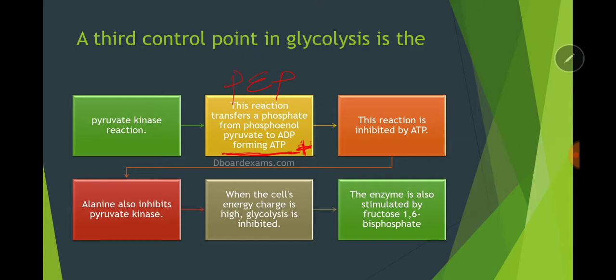Okay, it forms ATP because the phosphoenolpyruvate transfers the phosphate to ADP, forming ATP. All right, and the pyruvate kinase reaction is inhibited by ATP. So when you form too much ATP, then you don't need to produce more. So this reaction is inhibited.